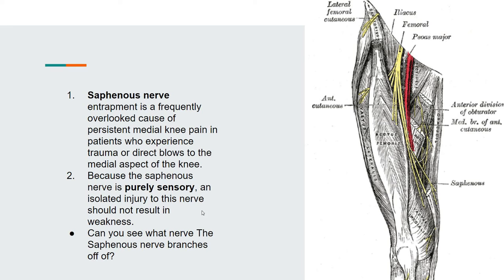Can you see what nerve the saphenous nerve branches off of? Follow it back up. Can you see? It's a branch of the femoral nerve. So it's a sensory branch of the femoral nerve. It comes on the inside here, and if you do get damage to the inside of the knee here, you could damage that nerve separately of anything else, not causing any weakness, not causing any other problems, except just this nagging knee pain right here towards the medial side.